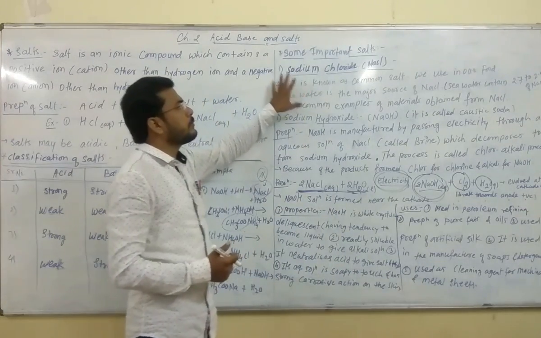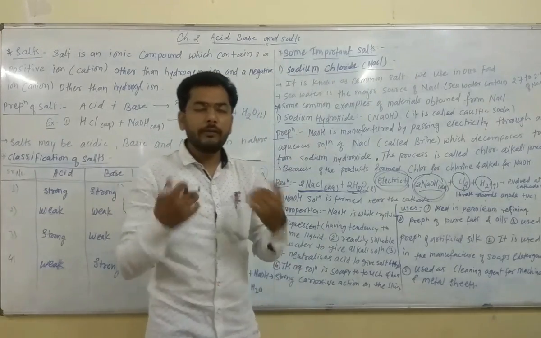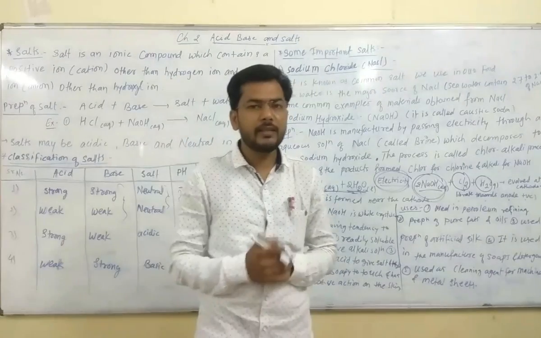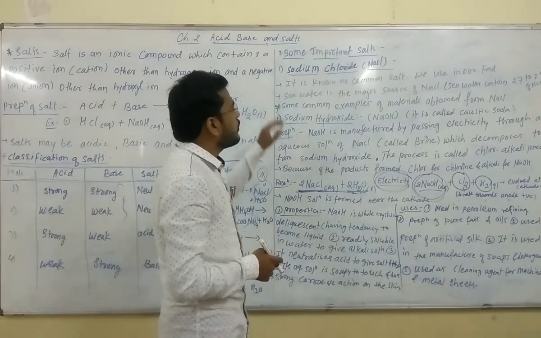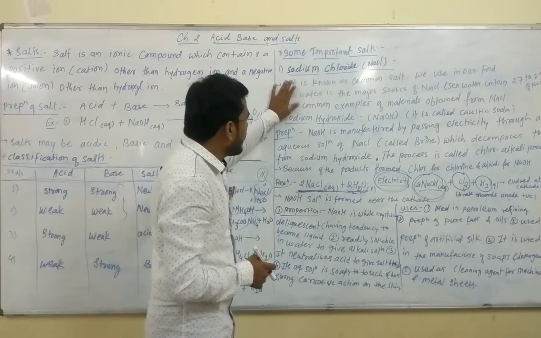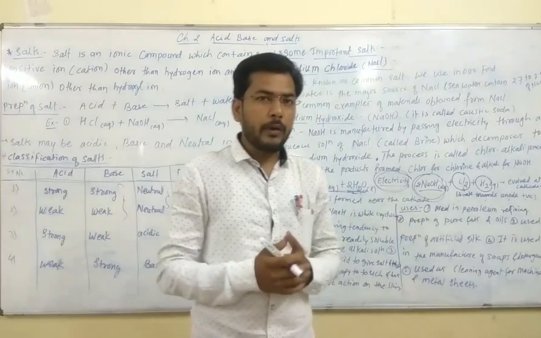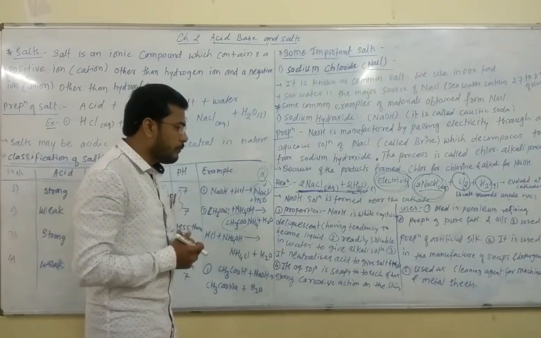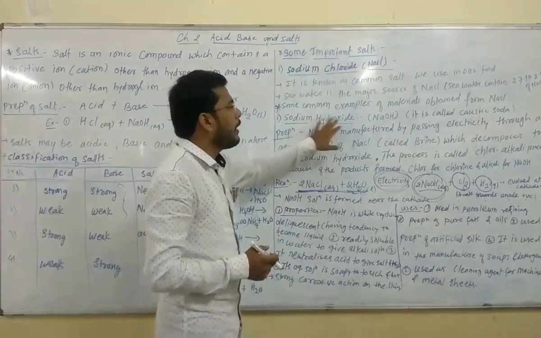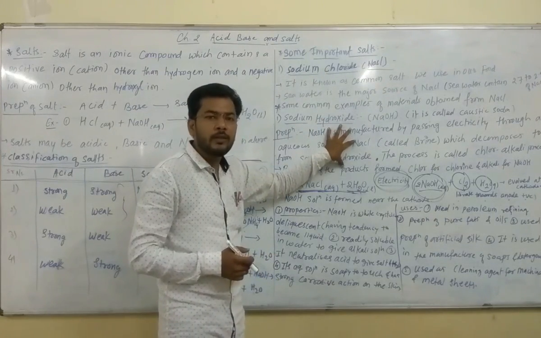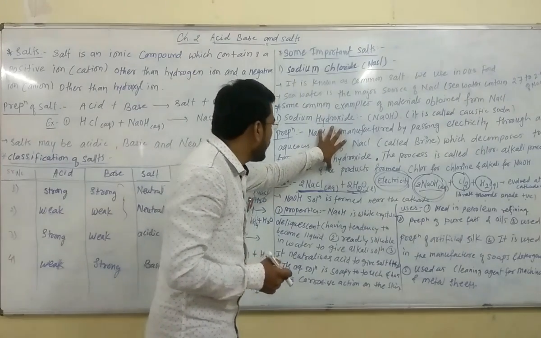After that we see some information about sodium chloride, which is used in our daily life. That is NaCl. It is called common salt or table salt. Then we see some common products obtained from sodium chloride. The first one is sodium hydroxide, known as caustic soda, with the chemical formula NaOH.